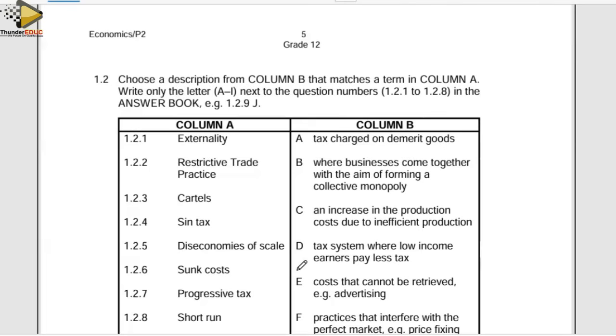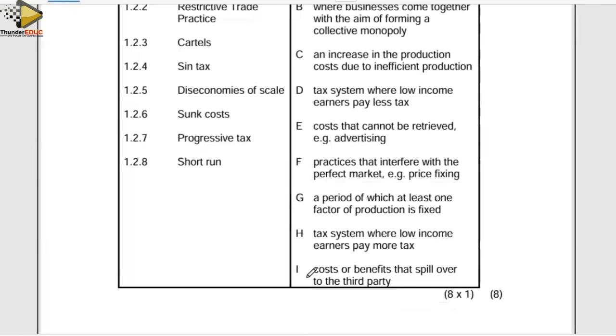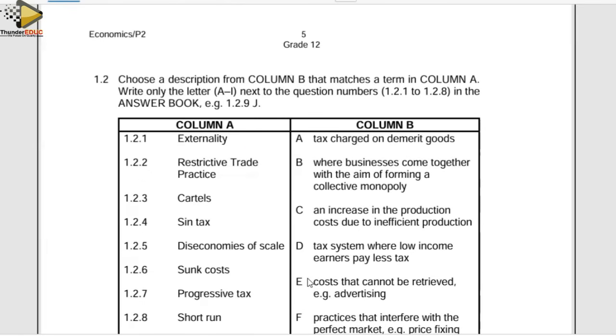It's an externality. It can be a benefit, which is a positive externality, or a cost, which is a negative externality, but it is not affecting the business in question, but is affecting the society, which is a third party. So in this instance, our correct response to externality is item I, which says cost or benefit that spill over to the third party.